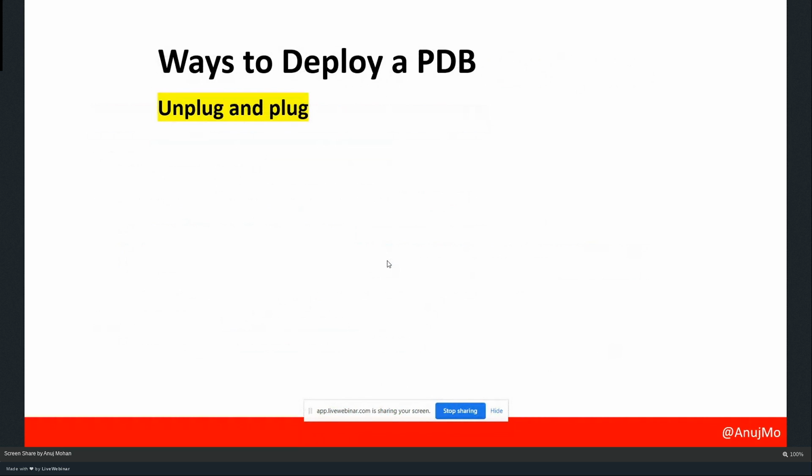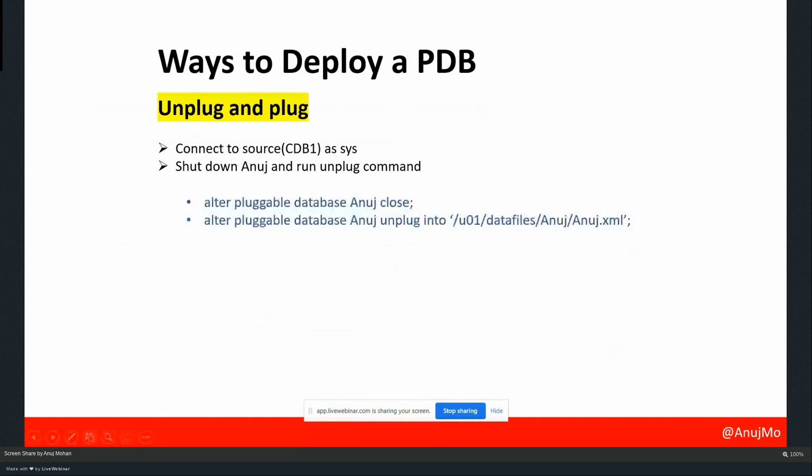So then we talked about portability, right? So you can unplug and plug. Pretty simple and very powerful feature. So you connect to the source CDB and shut down the source pluggable database, and then run the unplug operation. The unplug operation is nothing but storing the PDB metadata into an XML file.